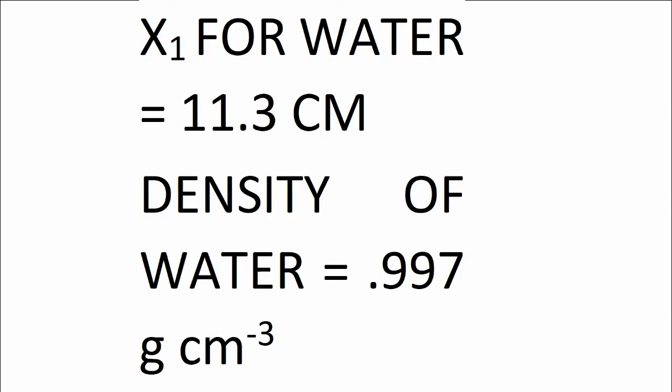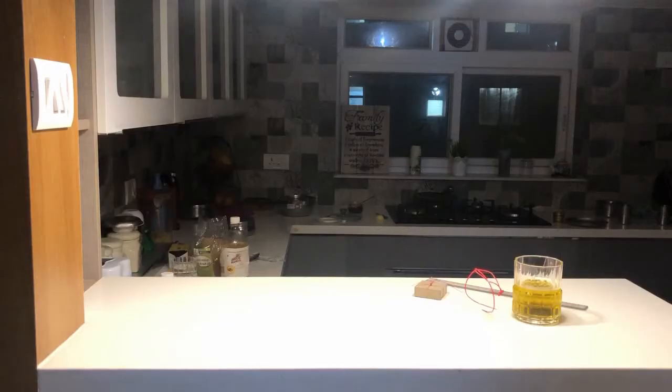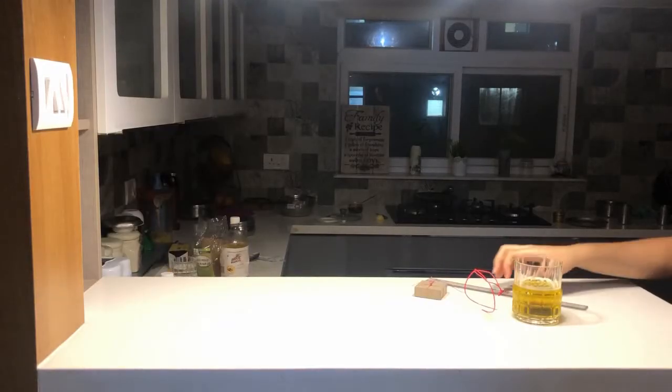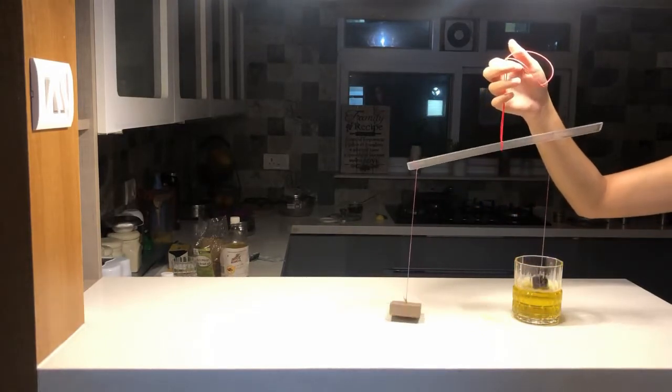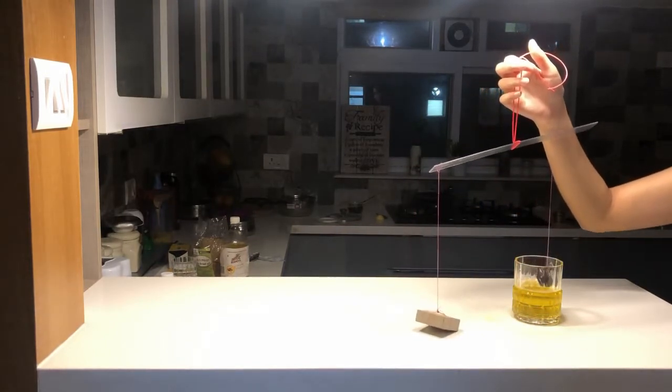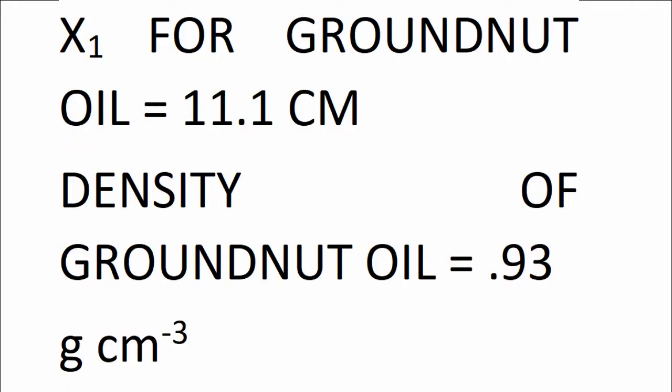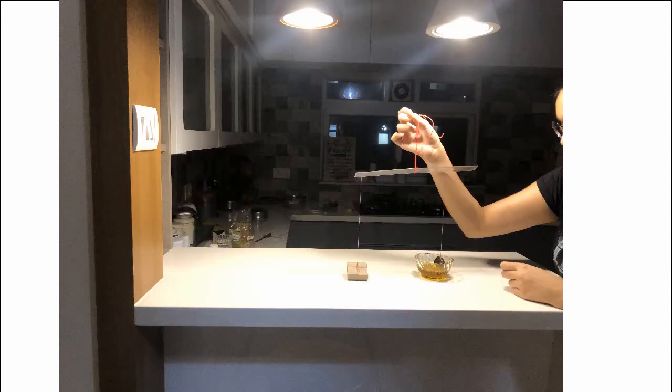Moving on to balancing with groundnut oil. As you can see, here I have my objects and a container with groundnut oil. The density of groundnut oil is 0.93 grams per centimeter cube. So, my final reading of x1 with groundnut oil was 11.1 centimeters.